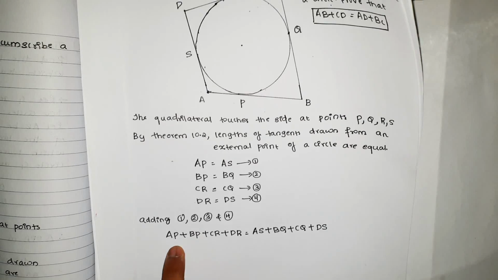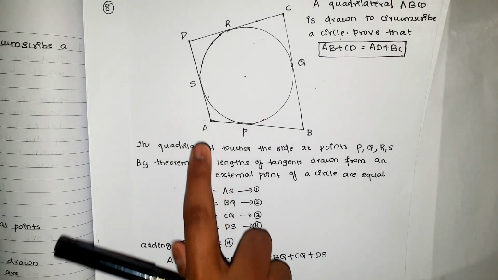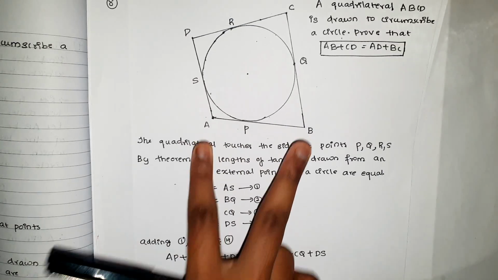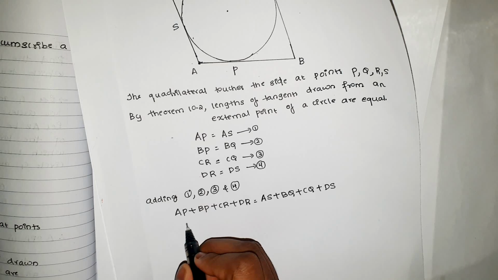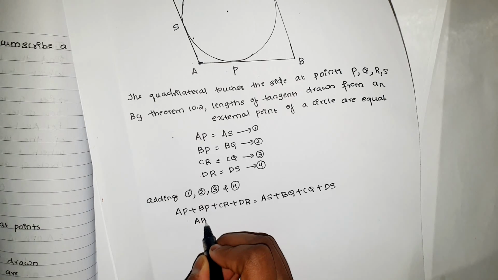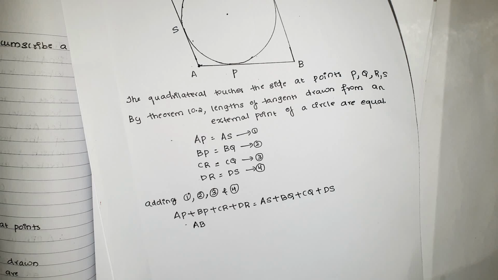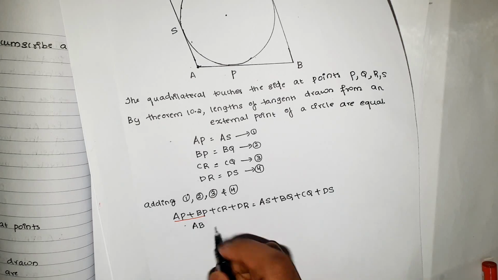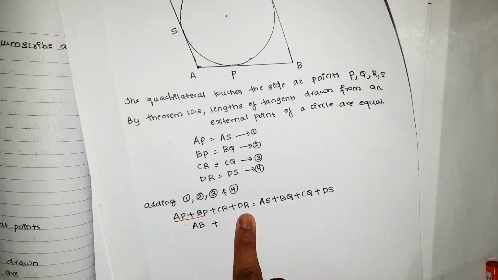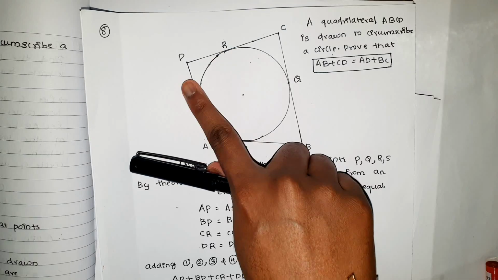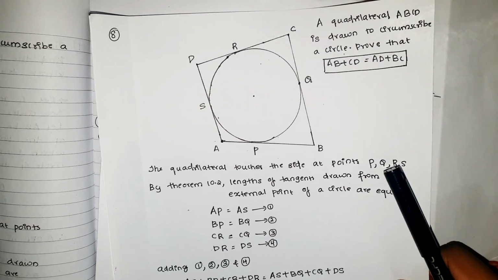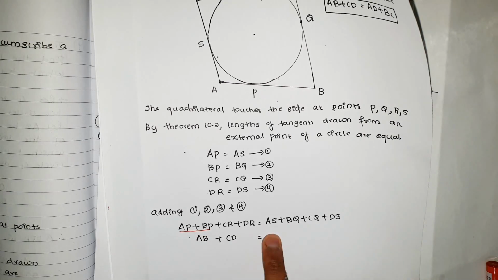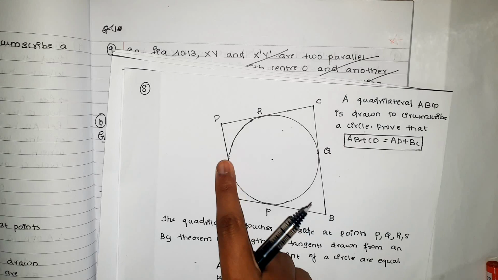Okay. So, what is AP plus BP? AP plus BP is this full AB. Okay. So, AP plus BP we can write AB. And what is CR plus DR? CR plus DR, that is full CD. That is equal to AS plus BQ.